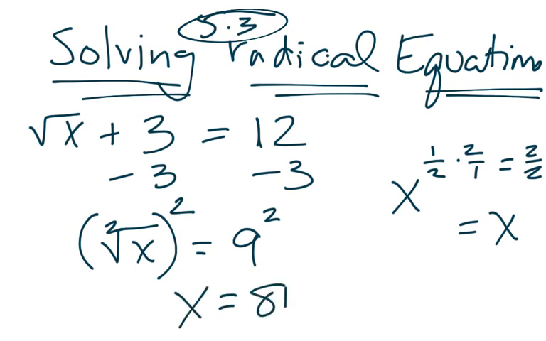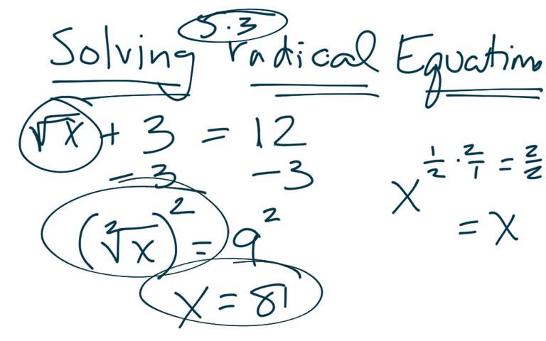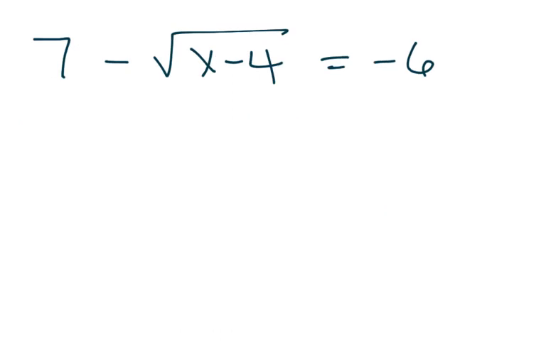All right, let's check that out. What happens when I put 81 in here? What's the square root of 81? 9. 9 plus 3 equals 12? Yes, it does. All right, so squaring a square root gives you just the plain old x that you're looking for. All right. Sometimes it's not really complicated, but sometimes there's a few more steps.